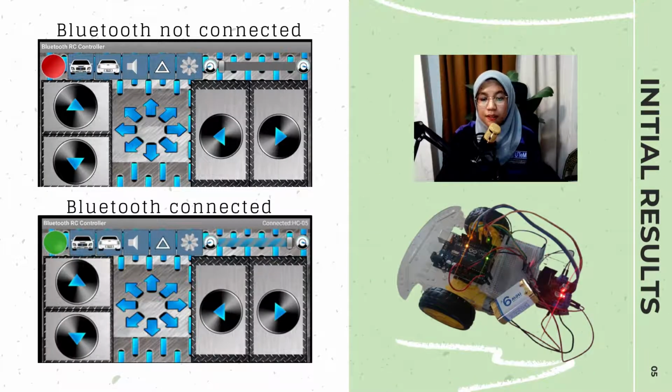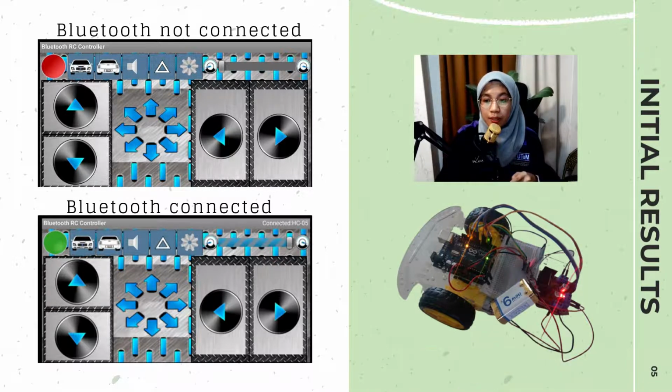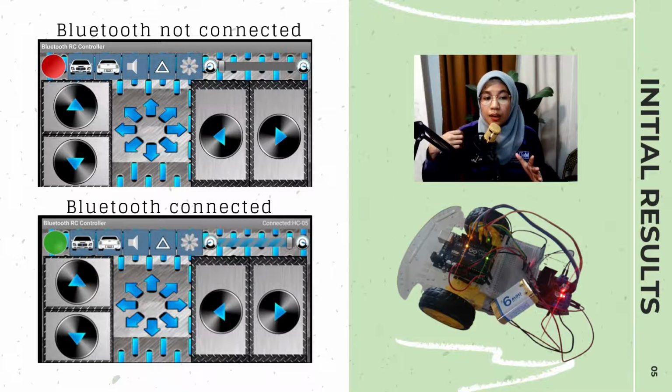Next, the video shows the Bluetooth not connected and Bluetooth connected. So there is a different figure. We can see the red button and green button. The red button gives the signal that Bluetooth is not connected, while the green button shows that Bluetooth is connected. So the picture of the robot shows that the Bluetooth is already connected to the mobile phone. Therefore, the robot can be controlled by the mobile phone to the left, right, and forward.